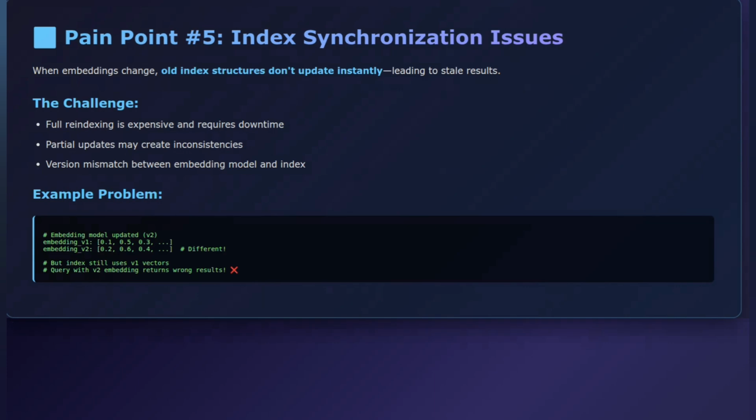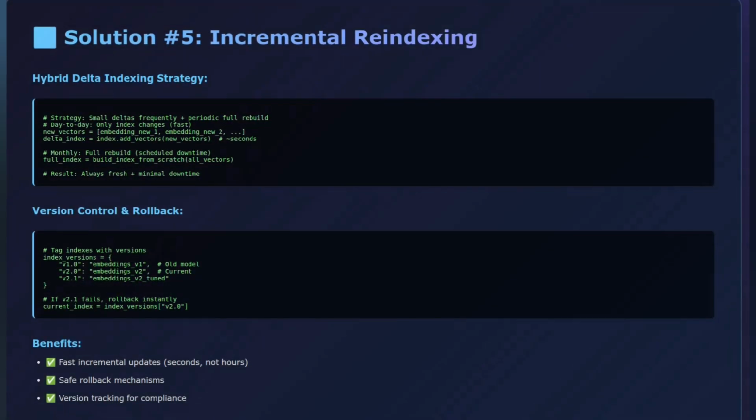Full reindex needed. But a full reindex takes 4 hours on your hardware. You can't go offline for 4 hours, so you try to patch it incrementally. But now you've got consistency problems. This is the index synchronization problem. The challenge, you need fresh indexes, but full reindexing is expensive and causes downtime. Here's how companies actually solve this.